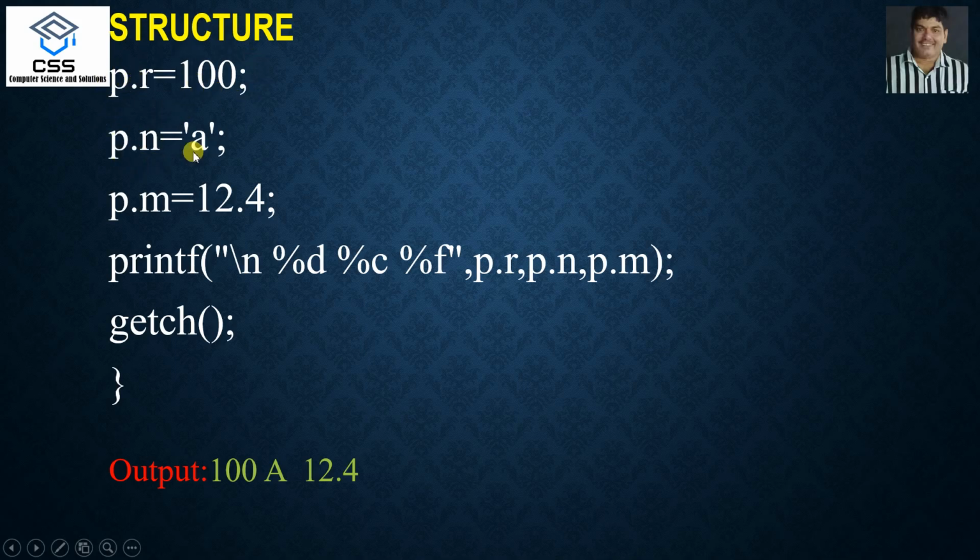p.name as a character is 'A', placed in single quotes. p.m as float, we can write a float value. And if you want to access it in a similar way, we use %d for integer, %c for character, %f for float. We have to access it as we stored: p.r, p.name and p.m. If we run the program, we get 100, A, 12.8 respectively.